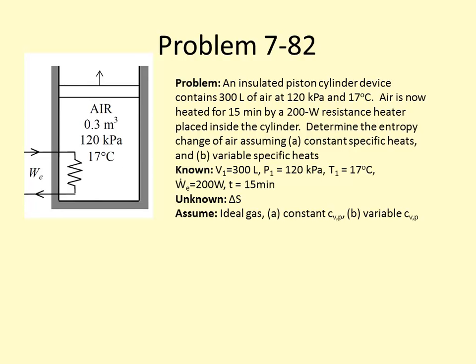So it's 290 Kelvin plus our electrical work, which is 200 watts, so 0.2 kilowatts times 15 minutes times 60 seconds per minute to get kilojoules, divided by the mass we calculated, 0.4325 kilograms. And C sub P, what do we use for C sub P?